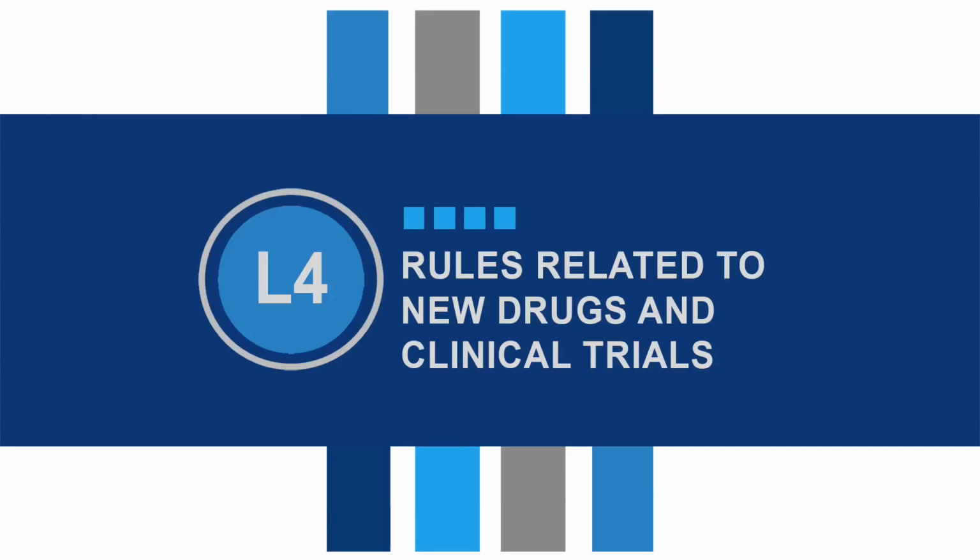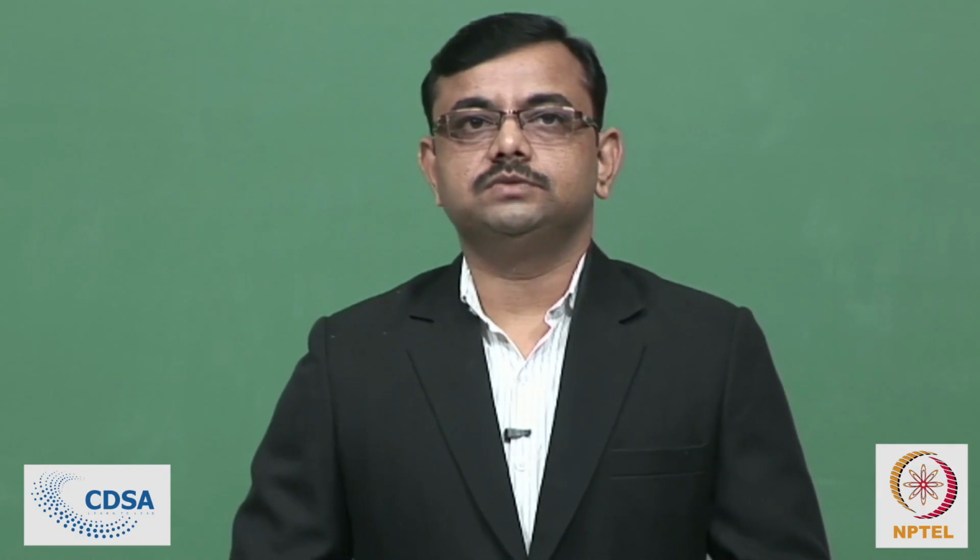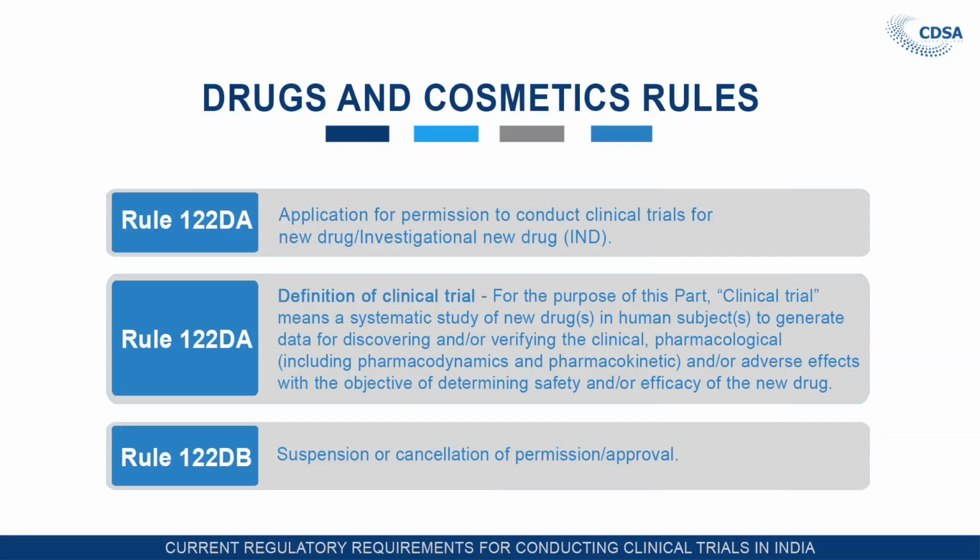Coming to the next slide, that is rules related to new drugs and clinical trials. We have seen what are the rules related to clinical trial and new drug in our previous lecture. So we'll see these rules in detail one by one. Rule 122DA is for application for permission to conduct clinical trial for new drug or investigational new drug. The definitions of both of these, that is IND and new drug, we have seen in our first lecture.